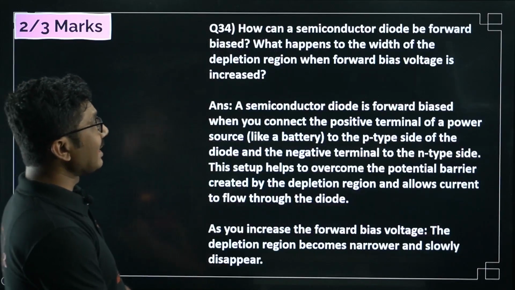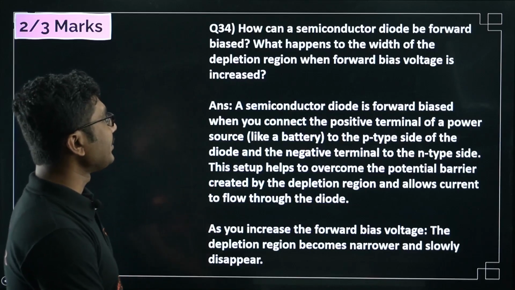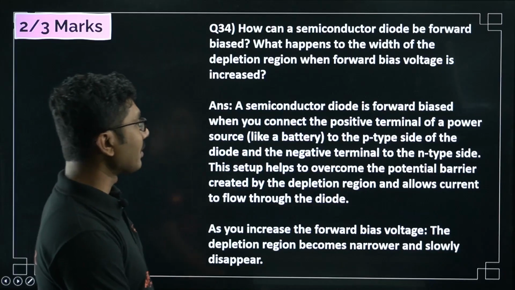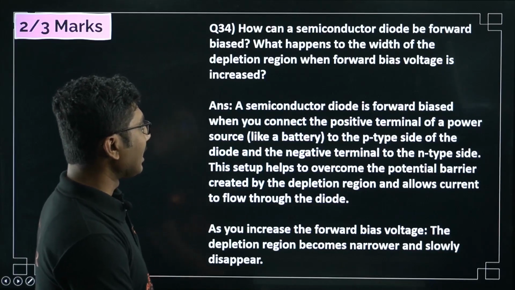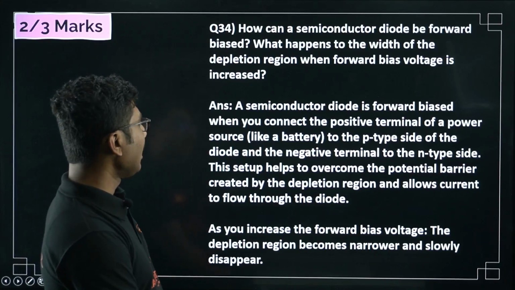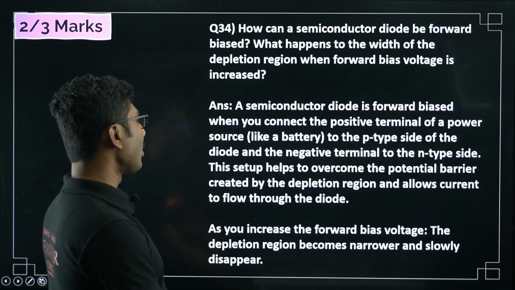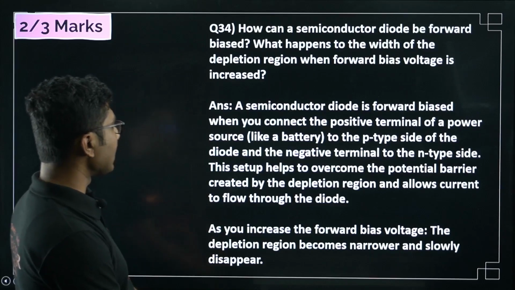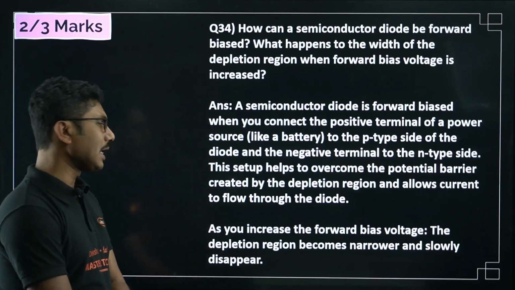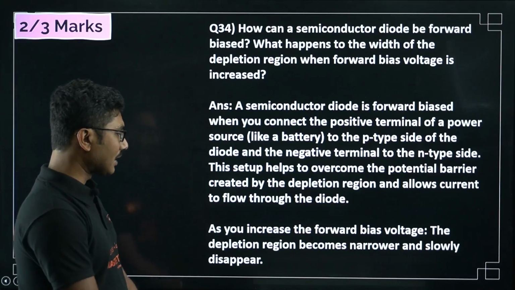How can a semiconductor diode be forward biased? What happens to the width of the depletion region when the forward bias voltage is increased? So, a semiconductor diode is forward biased when you connect the positive terminal of a power source like a battery to the p-type side of the diode and the negative terminal to the n-type side. The setup helps to overcome the potential barrier created by the depletion region and allows the current to flow through the diode. As you increase the forward bias voltage, the depletion region becomes narrower and slowly disappears.